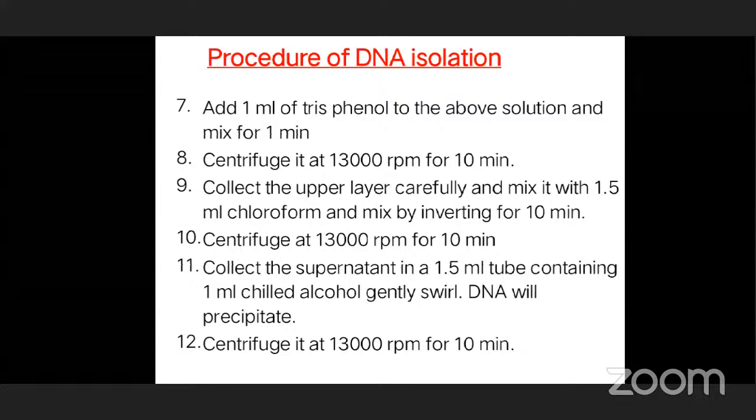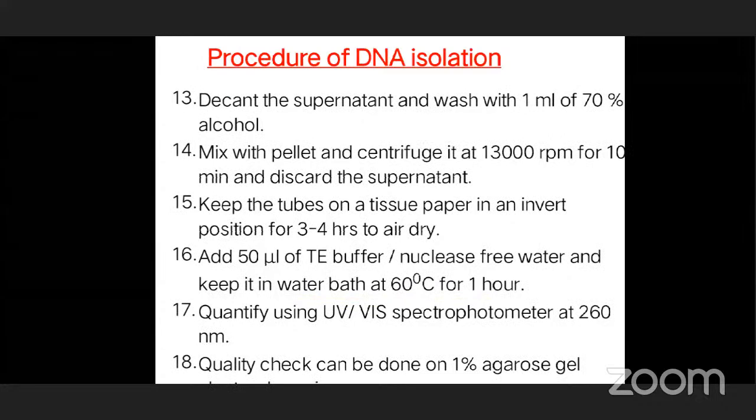This supernatant will be transferred to another tube. That tube contains chilled alcohol. Here ethanol, or mostly isopropanol or propanol, is used. And in that propanol, after vigorous shaking, DNA will be precipitated like a thread-like structure. Then recentrifuge at 13,000 RPM for 10 minutes.